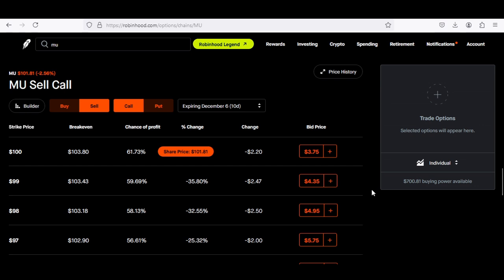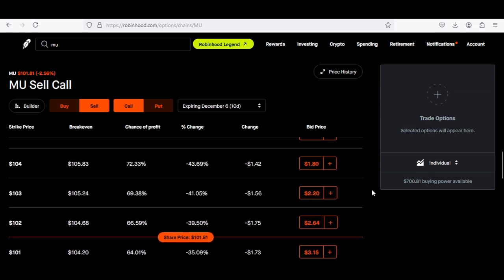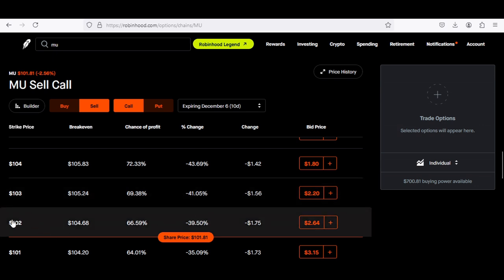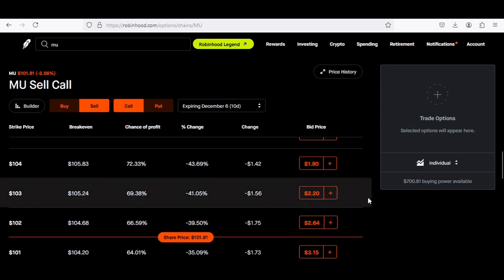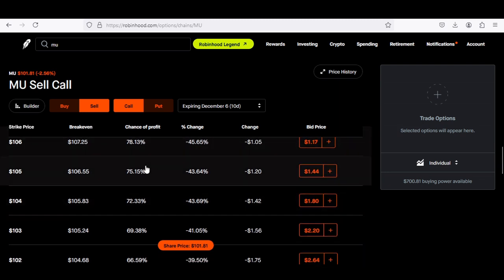Now, the third strike price that can be chosen is what's called out of the money. Any strike price above the 102, remember the 102 is at the money, so any price above that is going to be out of the money. As we continue to go up, you're going to see these are all out of the money strike prices.